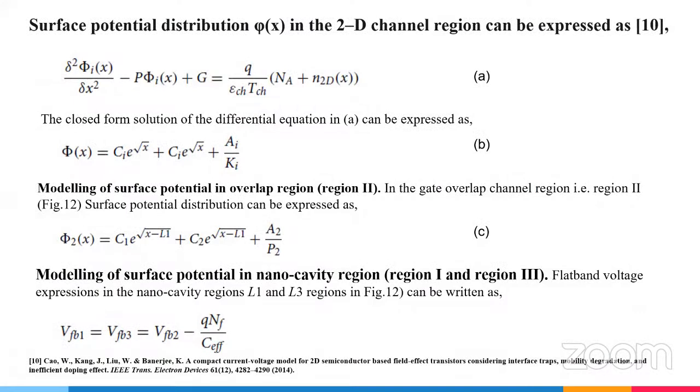Then how to define the flatband voltage in that particular nanocavity? Since the nanocavity contains biomolecules, it will have some specific charge. So we have denoted the charge using NF and C effective. C effective means the effective capacitance of that cavity. So the flatband voltage of the cavity part would become equal to the flatband voltage of the overlap region where there is no cavity, minus the charge and the effective dielectric constant of that cavity.